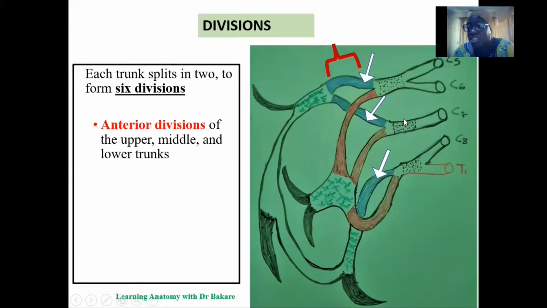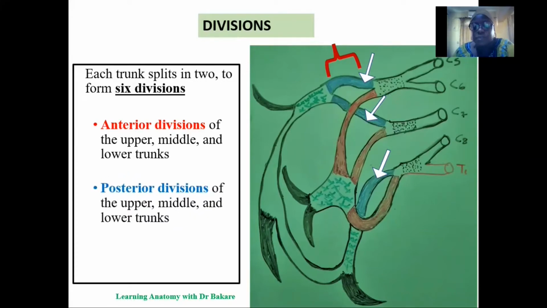For the posterior divisions, we have the posterior division of the superior trunk, and this is highlighted in red. For the middle trunk, we also have the posterior division, which is highlighted in red. Then for the inferior trunk, we have the posterior division, which is highlighted in red. So all anterior divisions are highlighted in blue, while the posterior divisions are highlighted in red. So each trunk will further divide into anterior and posterior divisions, and that is what the divisions entail.